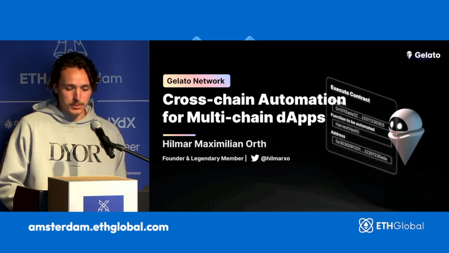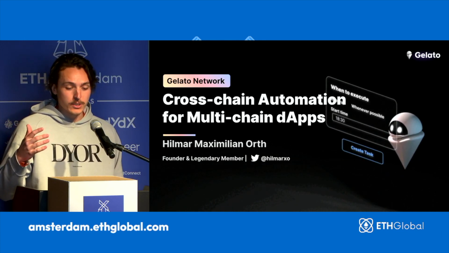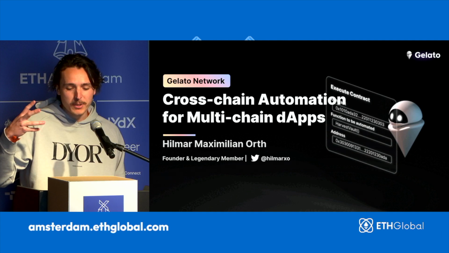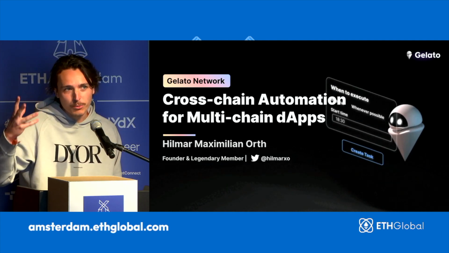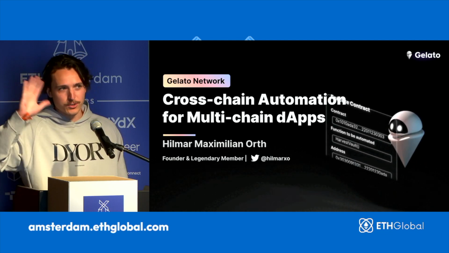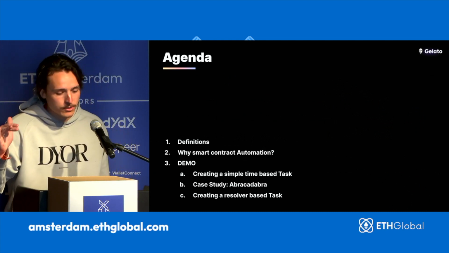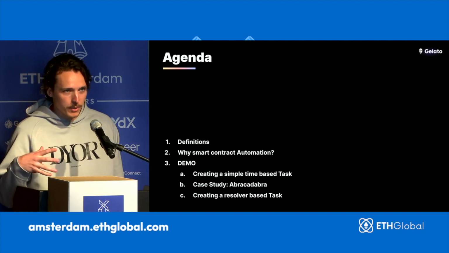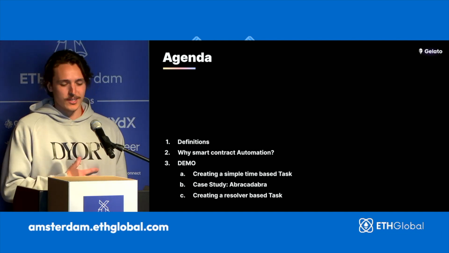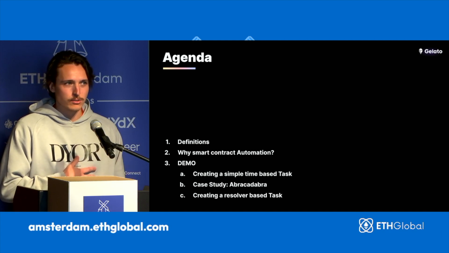If you are building an application over the weekend, especially one that requires certain processes to be automated, and you might build it on multiple networks, not only on one, I think this talk will be quite interesting to you. If you have questions, just raise your hand and we'll get them answered. This is the agenda. We'll go through some definitions first. Then we will go into smart contract automation, why this is necessary, why you need that, how it works. And then we go into code and start seeing how we can build it.